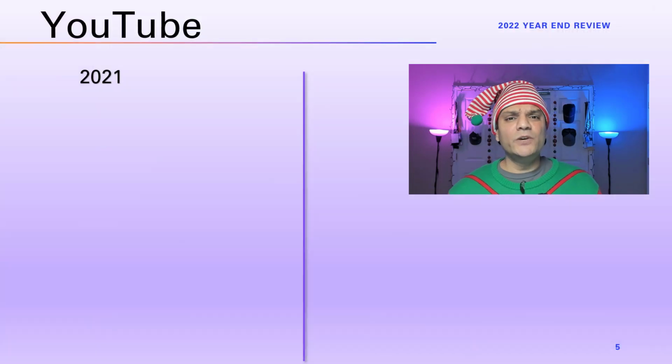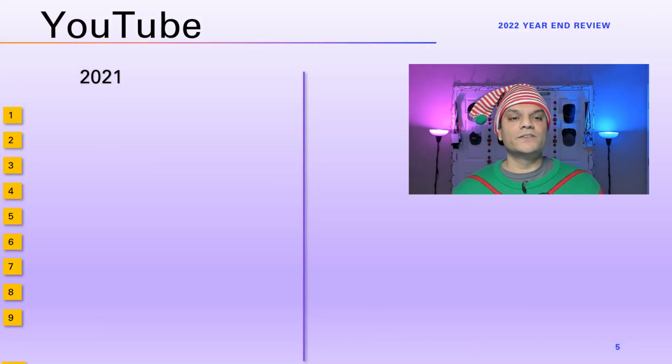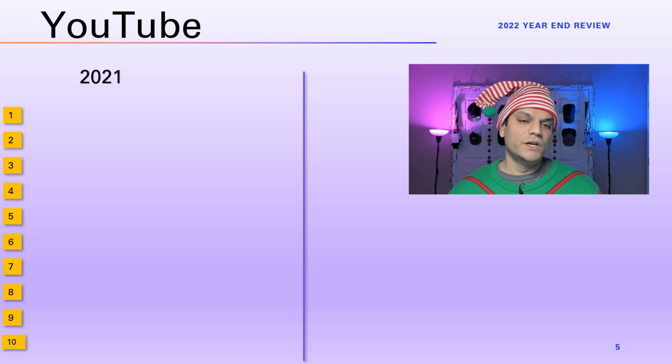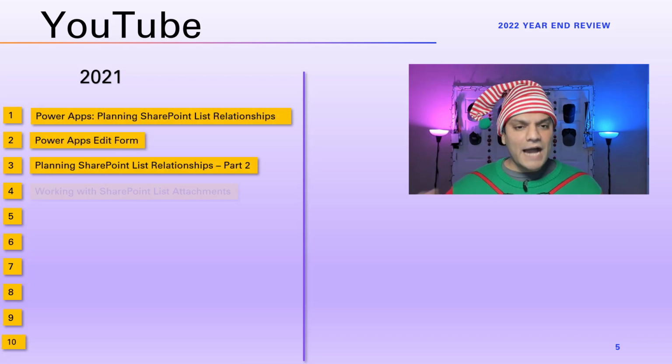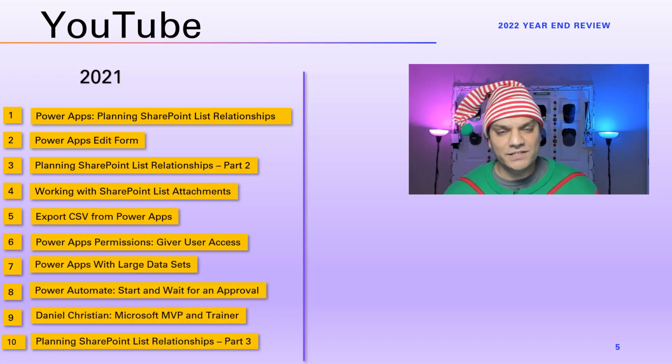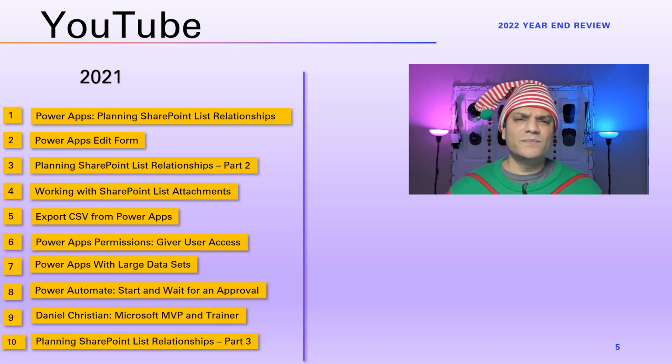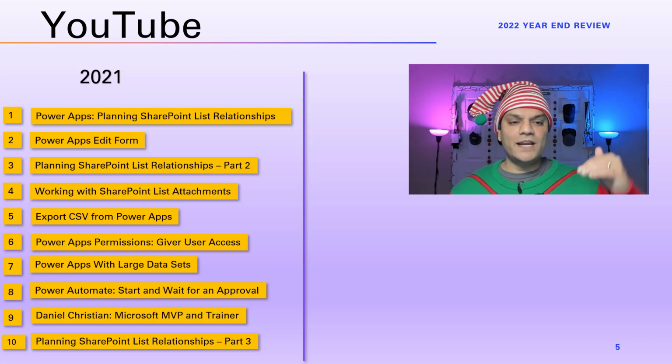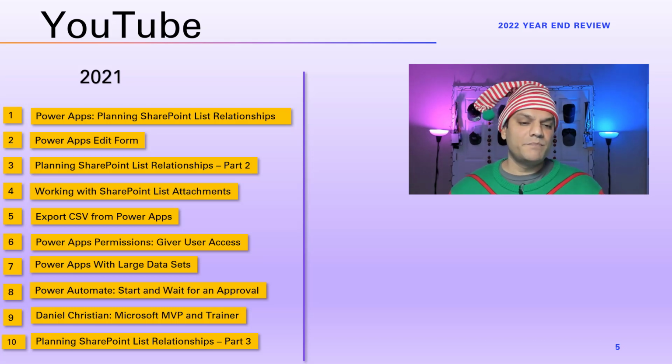So about the videos itself, like what were the videos and how it worked, what I want to do was do a side-by-side comparison of 2021 and 2022. So here's my 2021. The highest one on the ranking over there was the Power Apps Planning SharePoint List Relationships. I've got over 40-some thousand views on that, and that's been the highest one of last year. And as you can see, after that, it was mostly tied to Power Apps and Power Automate. And I also introduced my Daniel Christian's Microsoft MVP and Trainer. That was basically my intro video for the YouTube. So that also was there on the ranking number 9. But this was my 2021.